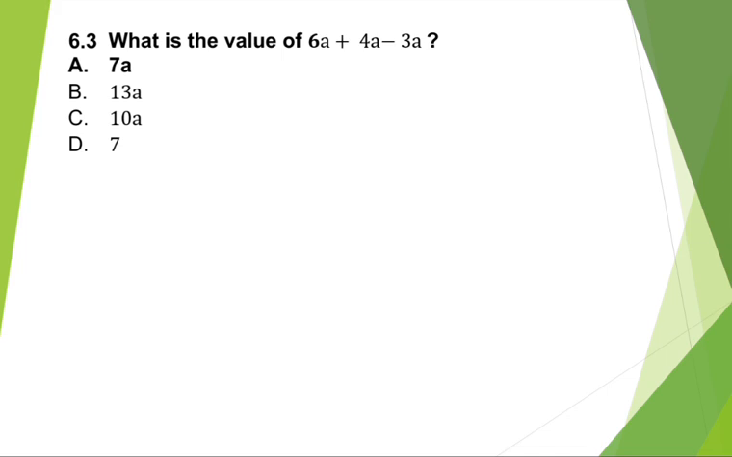Move on to that one. What is the value of 6a plus 4a minus 3a? 6a plus 4a, that's 10a, minus 3a, that's 7a. The correct option is A.